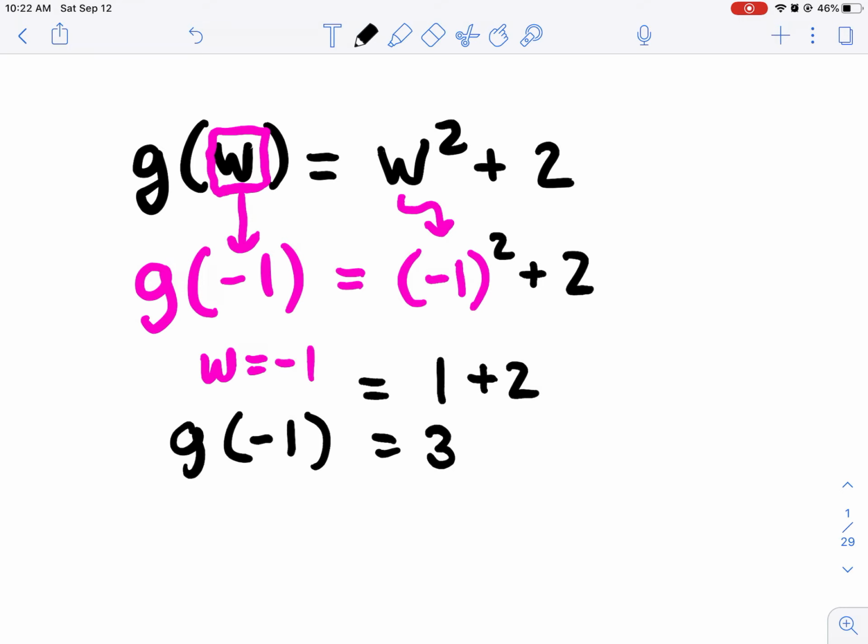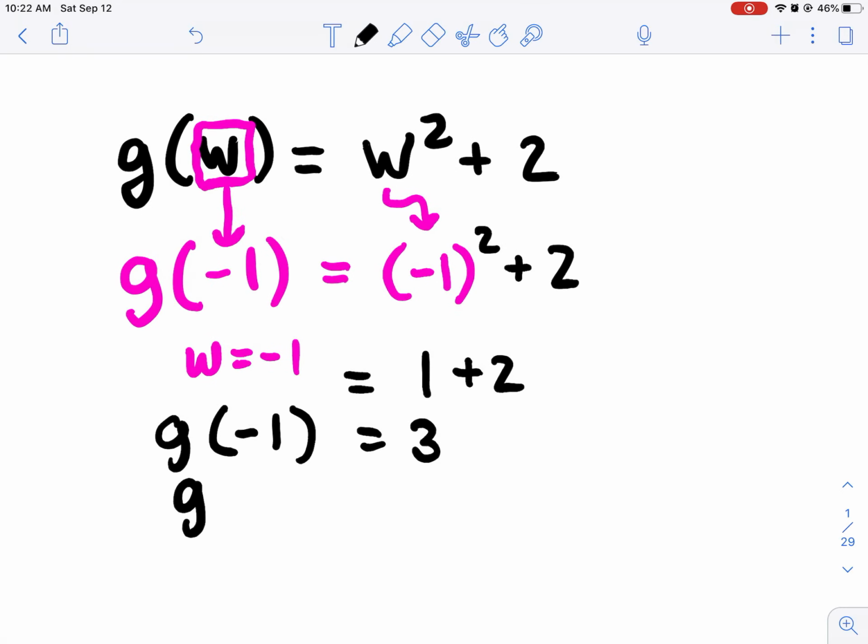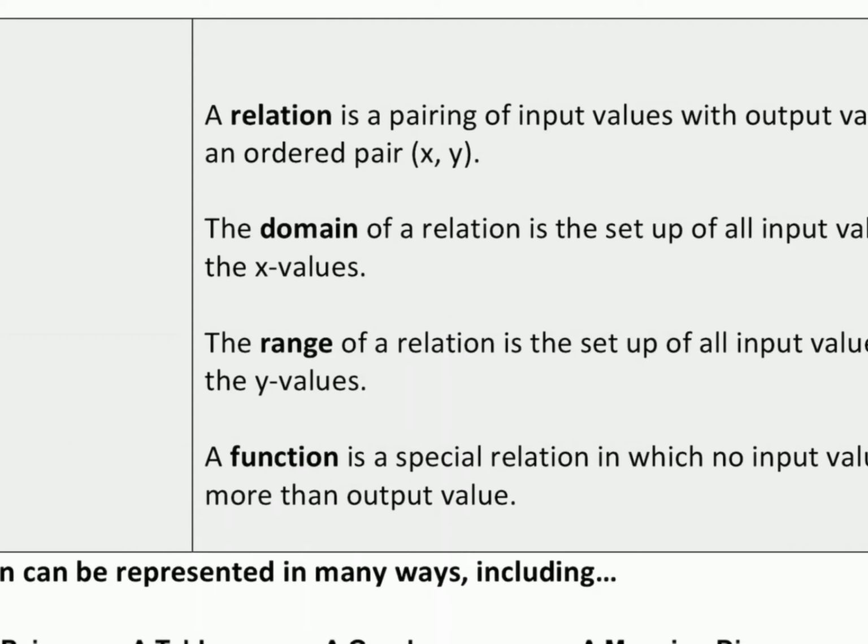Now, this isn't like multiplication. It's not g times -1. We're not solving for g. This notation just says, hey, I took this function, it's named with the letter g, I plugged in -1, I got out 3.